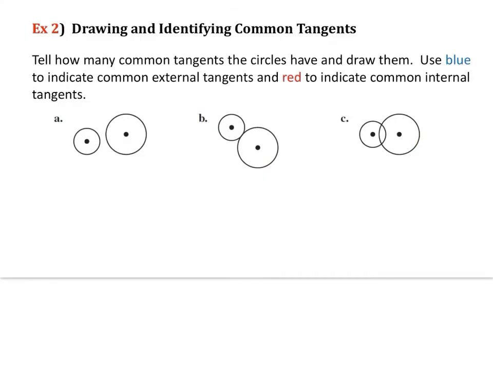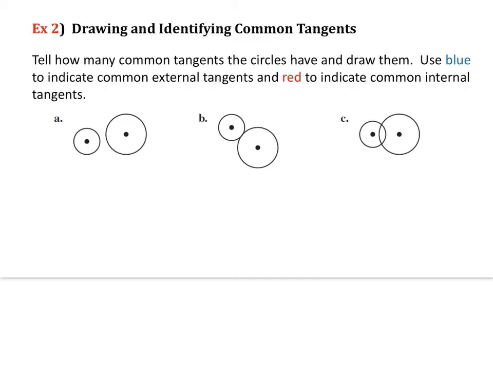All right, so let's draw and identify common tangents. Tell how many tangents the circles have and draw them. Use blue to indicate common external tangents and red to indicate common internal tangents. And these are based on the definitions that you just wrote down. So if you have to go back and reference your definitions to help you, definitely do that.